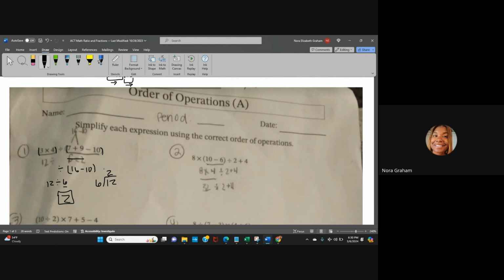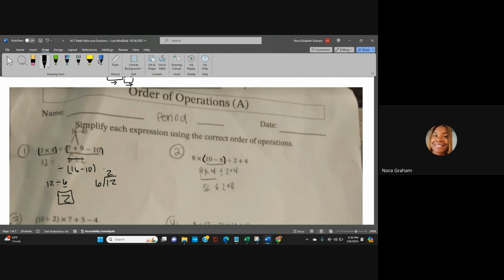All right, so let's look at number 2. I am looking at 8 times, in parentheses, 10 minus 6, divided by 2 plus 4. For this one, again, my son already started it, so let's follow it. The 8 and multiplication sign are just going to come along for the ride. Since I'm following PEMDAS or GEMDAS, I do what's inside my parentheses first. 10 minus 6 is going to give me 4. Divided by 2 plus 4 comes along for the ride.